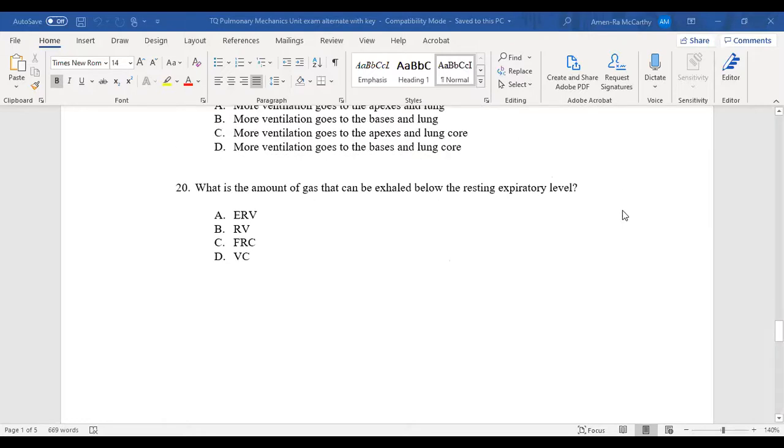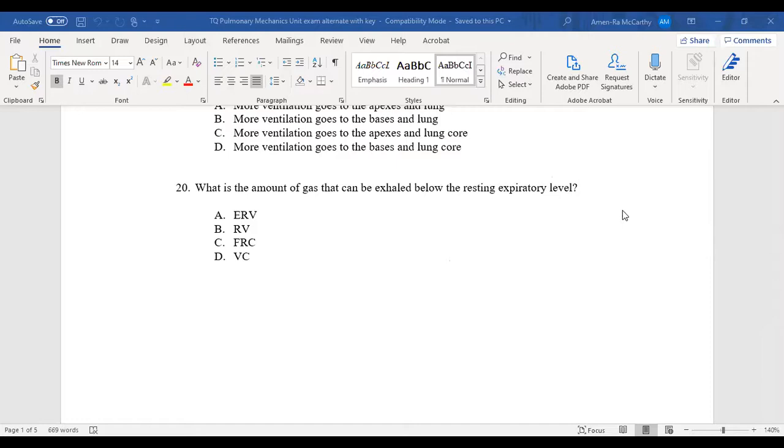What is the amount of gas that can be exhaled below the resting expiratory level? Good. ERV. ERV. All right, so that was a sample type of exam.